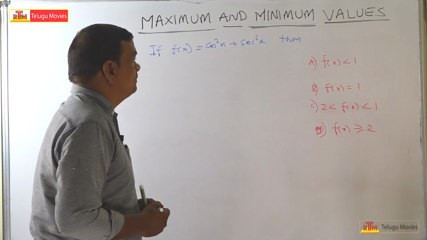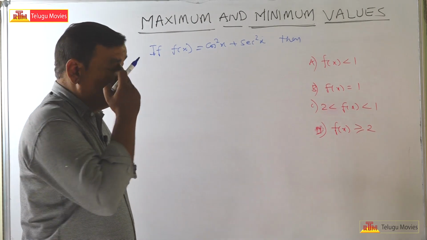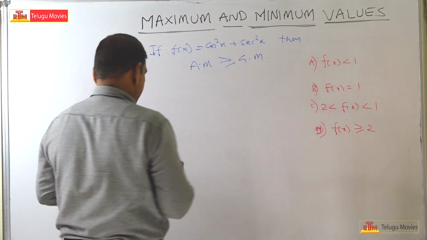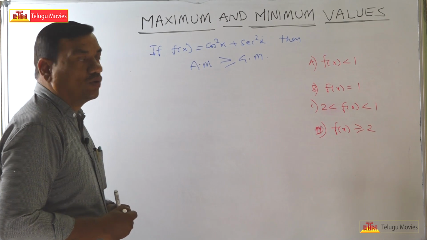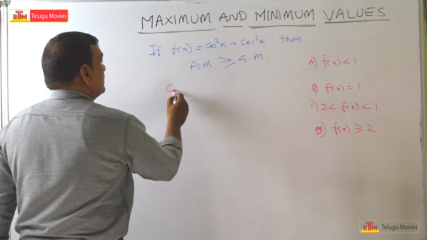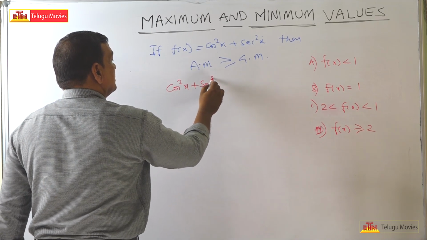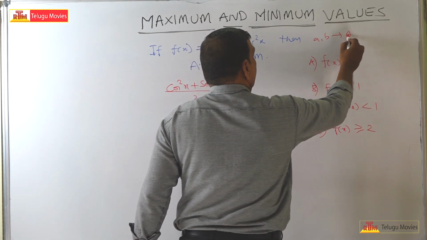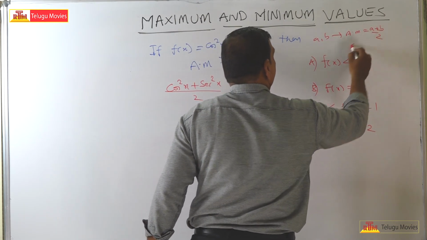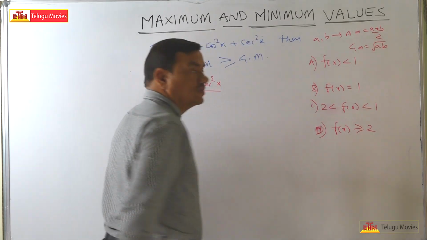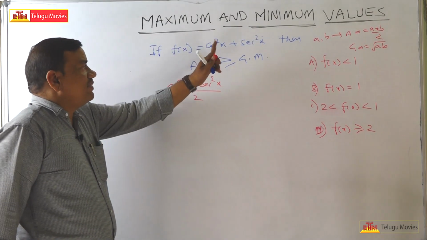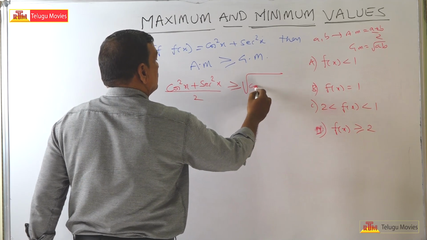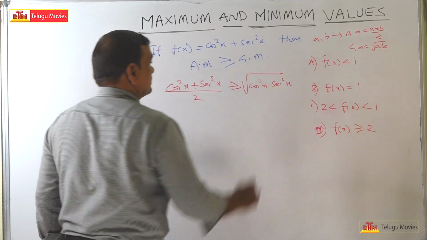To do this problem, we will make use of the result that the arithmetic mean is greater than or equal to the geometric mean. The arithmetic mean is cos square x plus secant square x by 2. If a and b are two numbers, their arithmetic mean is a plus b by 2 and the geometric mean is root of ab. So the arithmetic mean of cos square x and secant square x is greater than or equal to the square root of cos square x into secant square x.